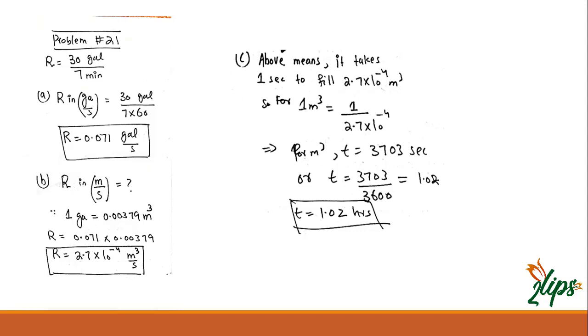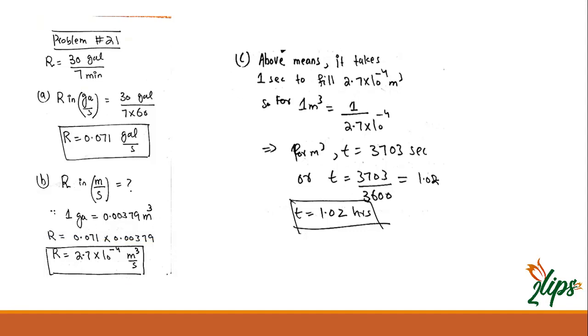So this is the rate in SI units. Okay, next is part C. In this problem, it is asked to find the time in hours which it will take to fill 1 meter cube volume. You see from this expression that it takes 1 second to fill 2.7 times 10 raised to power minus 4 meter cube volume. In this way we can find the time.